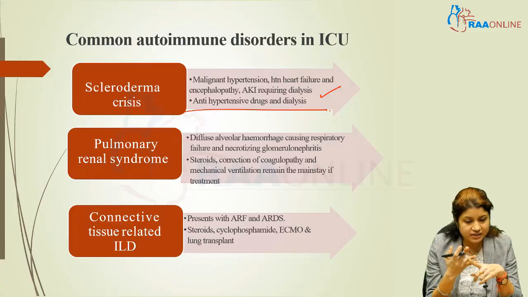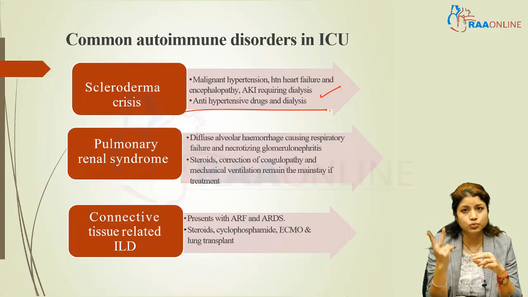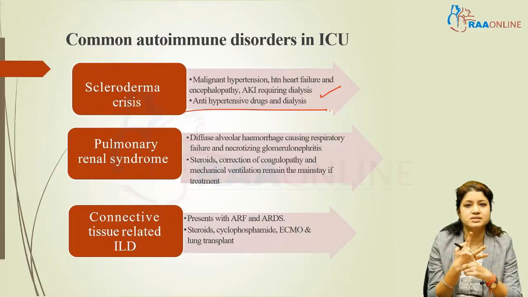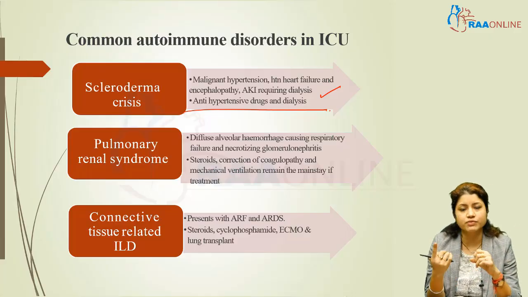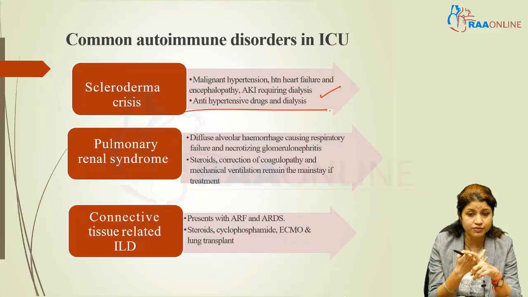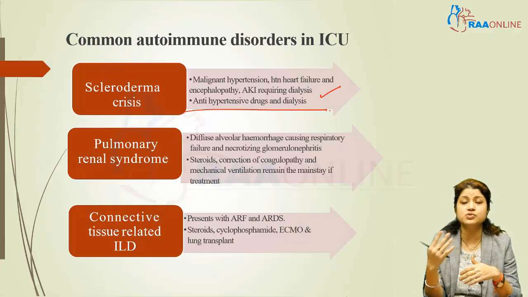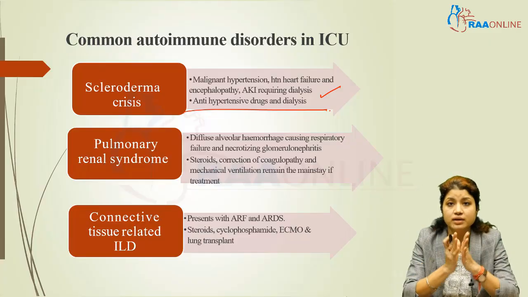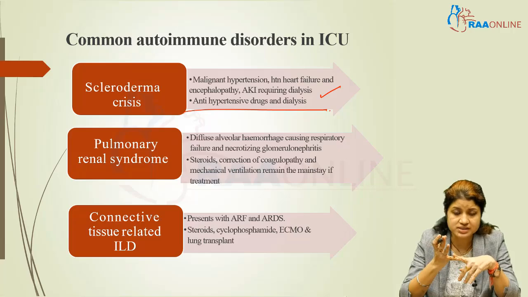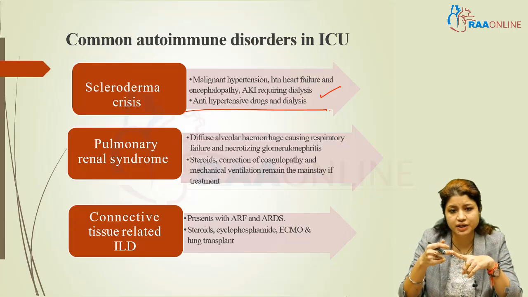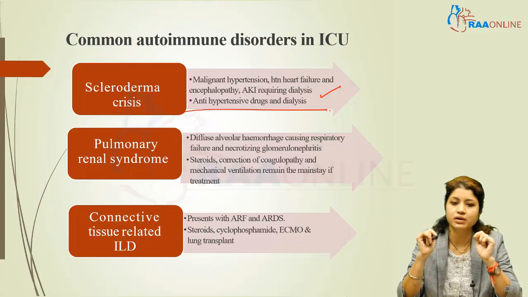Then we have pulmonary renal syndrome. Here patients present with two important things: one is hemoptysis and the other is renal failure. The hemoptysis is due to diffuse alveolar hemorrhage, causing respiratory failure, along with necrotizing glomerulonephritis. So here you must be thinking there is so much hemorrhage happening, how do I pulse them with steroids? No. Here the management of choice is steroids, correction of the coagulopathy of course to prevent further hemorrhage, and treating your acute respiratory failure as well as your renal failure.